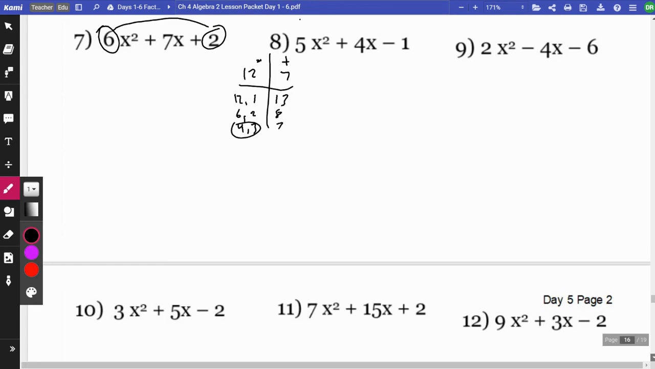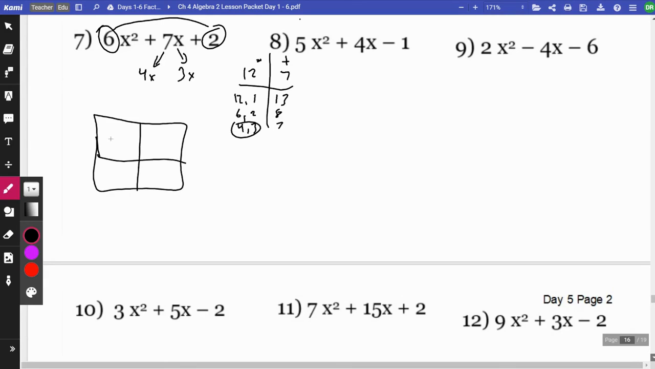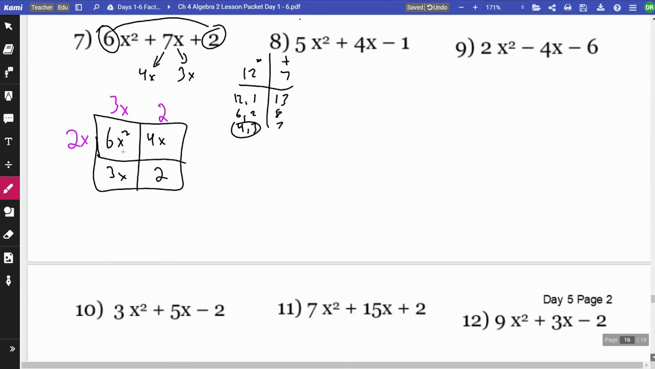So those are my numbers. That tells me, and I'll do box method here, that my 7x is really a 4x and a 3x combined. So that's where we get our 4 terms. So for box, we have a 6x squared, a 4x, and a 3x, and a 2. And we're taking out, from both columns and both rows, a greatest common factor. This top one, they're only both divisible by a 2. This one, they both have an x in common, and then 3 is their largest divisor. Same thing here, both divisible by 2 at the largest, and then 3x and 2 is a 1.